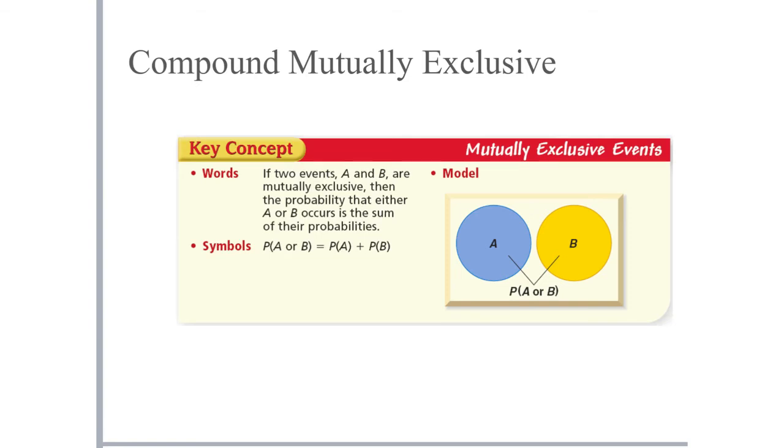When we talk about mutually exclusive events, or compound probability, if two events, A and B, are mutually exclusive, then the probability that either A or B occurs is the sum of the probabilities. So we're looking for this or this. In that case, the "or" indicates that we need to add those two probabilities together.